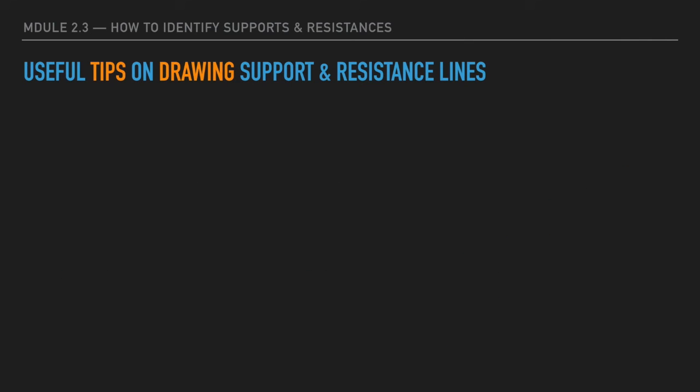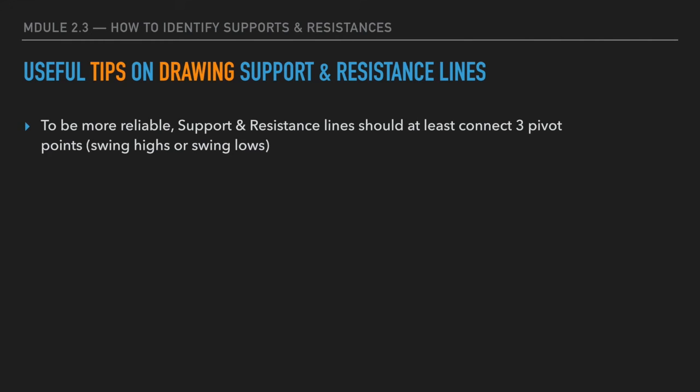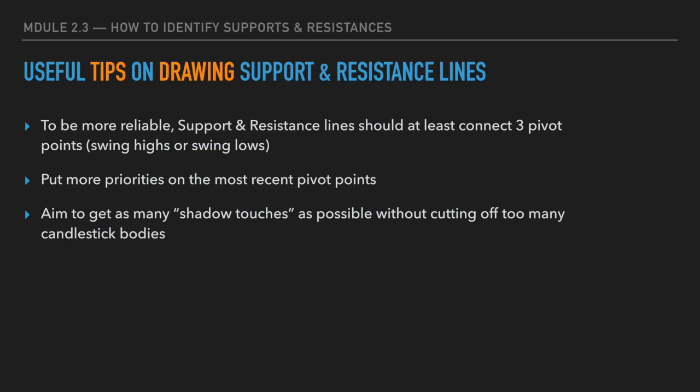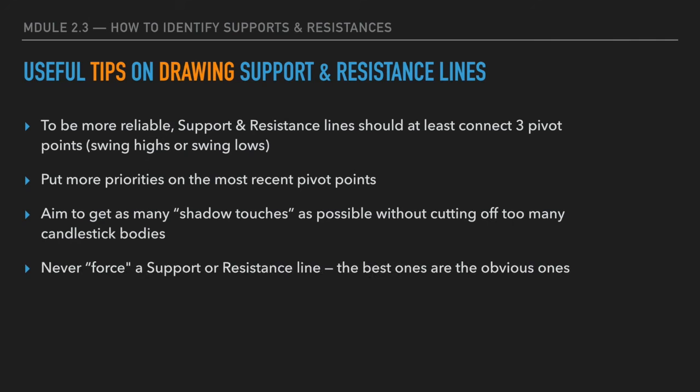So here are some quick tips on how to draw a better support or resistance line in a chart as a beginner trader. To be more reliable, support and resistance lines should at least connect 3 pivot points. When you are trying to decide which pivot points to connect, put more priority on the most recent pivot points. Aim to get as many shadow touches as possible without cutting off too many candlestick real bodies. Never force a support or resistance line in the market. In general, the best ones are always the most obvious ones.